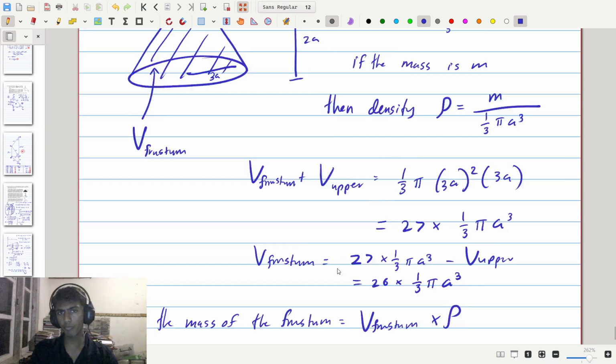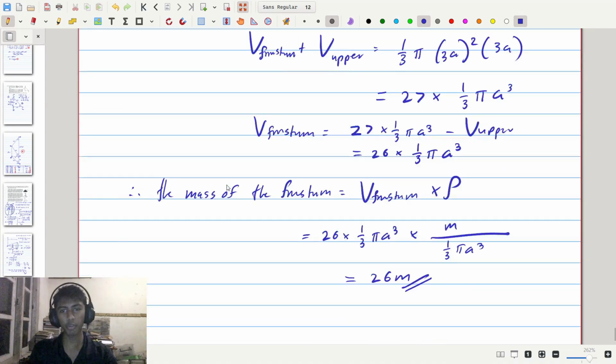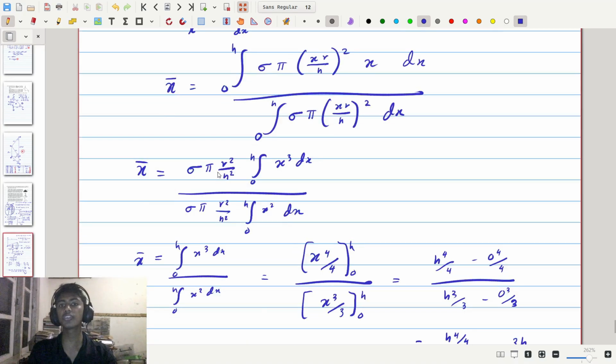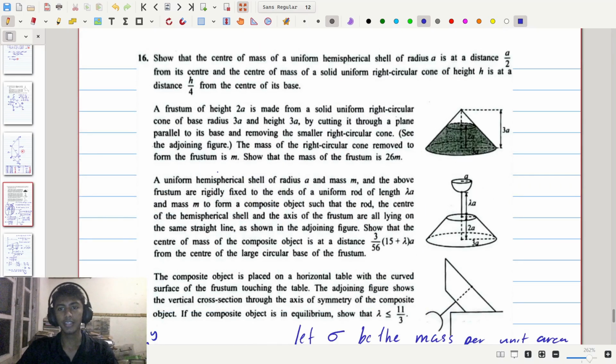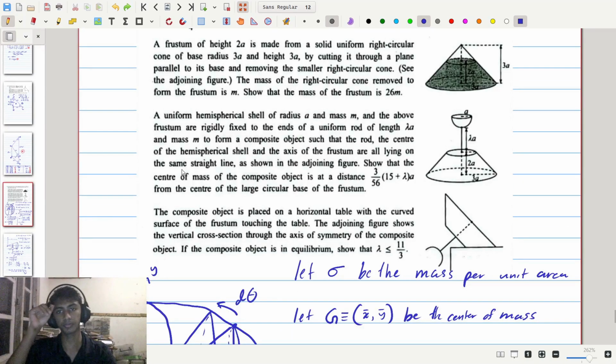Now this is kind of obvious, we don't really need to do all of this, but because they've asked us to do it, we'll do it like that. You can clearly see the large cone is going to have 27 times the volume of the smaller cone, so it's going to have 27 times the mass. If the mass of m is removed, the total mass is 27m, so obviously the remainder is going to have a mass of 26m. But for whatever reason they've asked us to solve it like this, so we'll solve it. So now we've obtained 26m, and we can move on to the next part of the question.